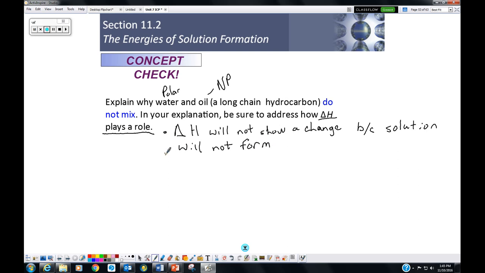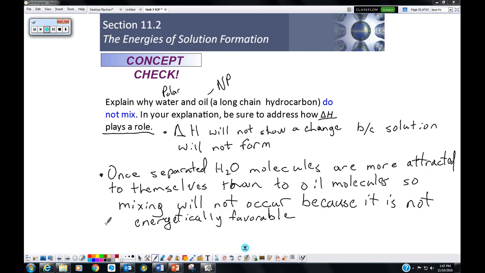Now, that doesn't really answer the overall question. So what we have to do is answer the rest. We need to explain why it won't mix. So just reading off the statement overall, once separated, H2O molecules are more attracted to themselves than to the oil molecules, so mixing will not occur because it is not energetically favorable. Makes sense?